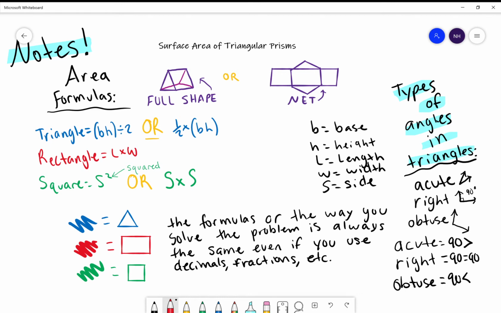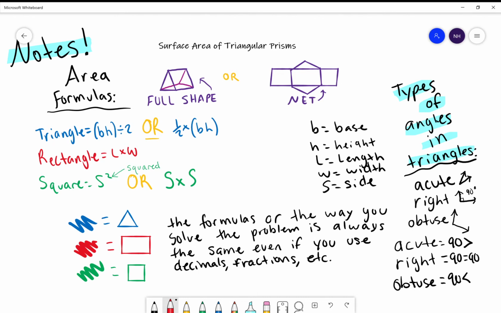Today's video is all about finding the surface area of triangular prisms. Right here I just have some notes that you're going to need to solve the surface area. So right here are the area formulas. The area of a triangle is base times height divided by 2, which is the same thing as half times base times height. The area of a rectangle is length times width. And the area of a square is the side squared, which is the same thing as side times side.